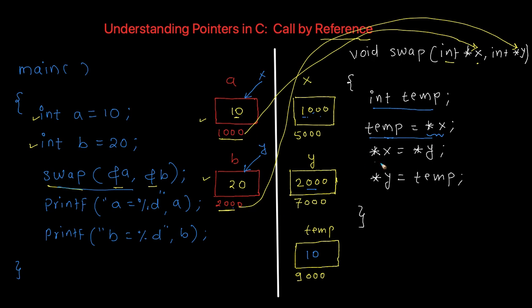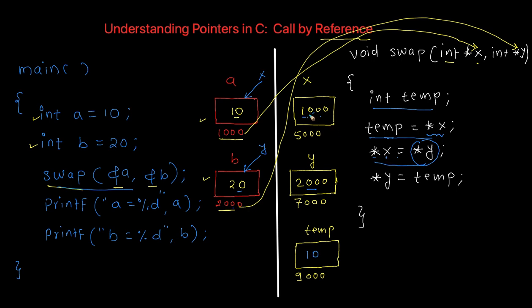Now by using this statement, we are going to change the original variable a. Here, value at address in x. What is the address in x? X is 1000. So value at 1000 is equal to value at address which is there in y. What is the address in y? 2000. So what is the value at 2000? 20. So this will give us 20, and 20 will be assigned as value at address which is there in x.